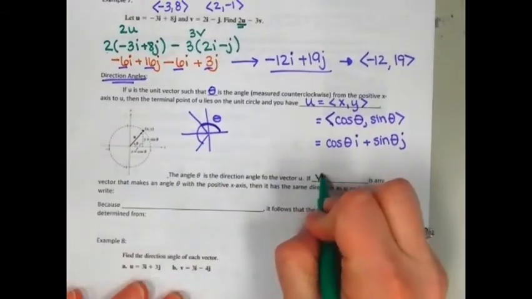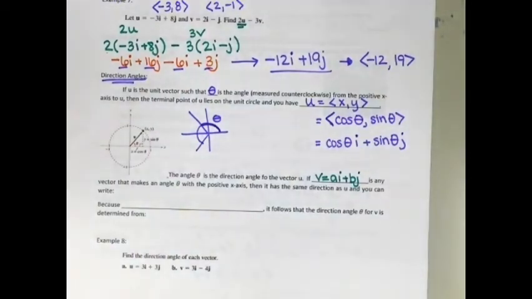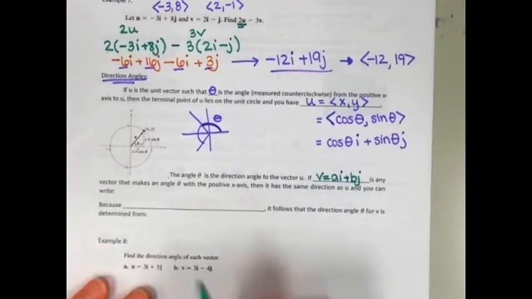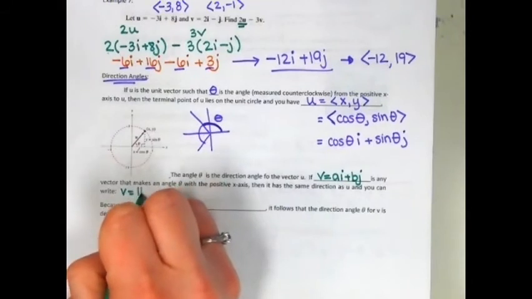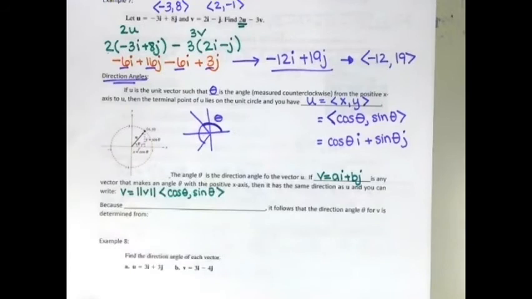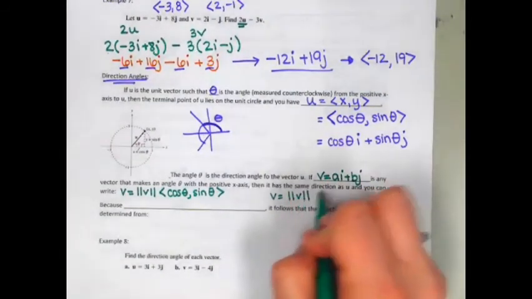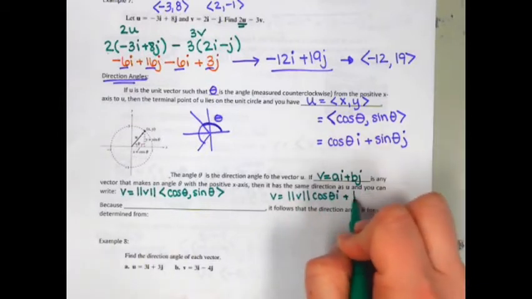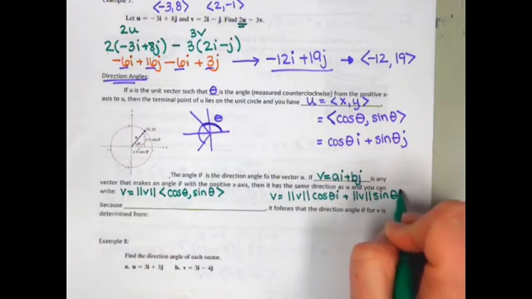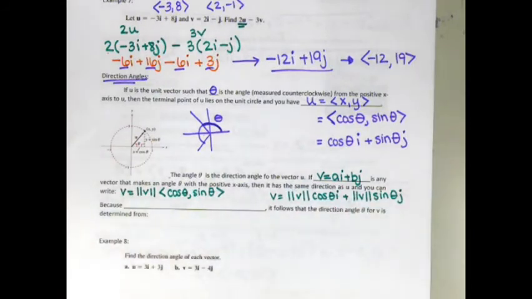Okay, if V equals ai plus bj is any vector that makes the angle theta with the positive x-axis, then it has the same direction, and you can write that V equals the magnitude of V times the vector of cosine theta, comma sine theta. Or we can write it in our linear form as magnitude of V cosine theta i plus magnitude of V times the sine theta j. So depending on what form they give us, if we're in vector form, we'd use this one. If we're in linear form, we'd use the i and the j, right?